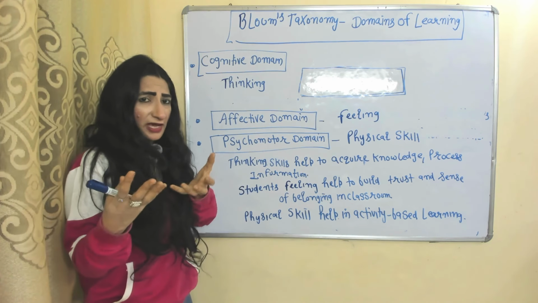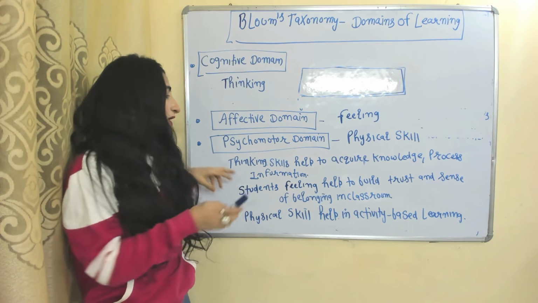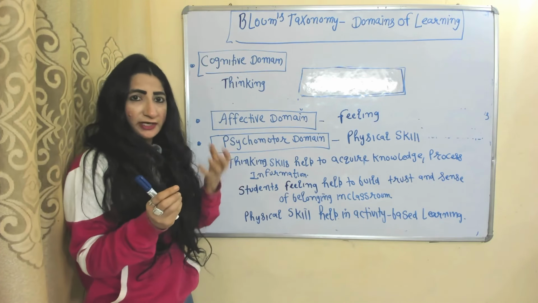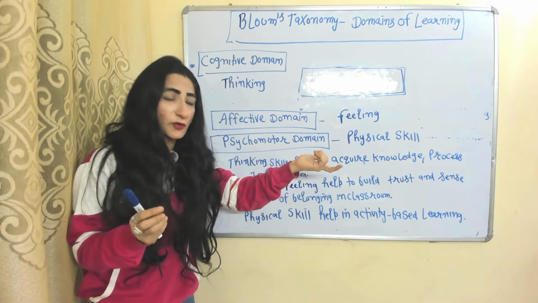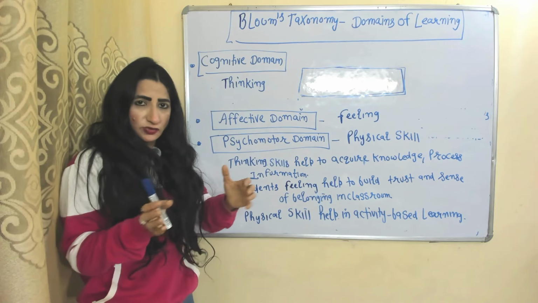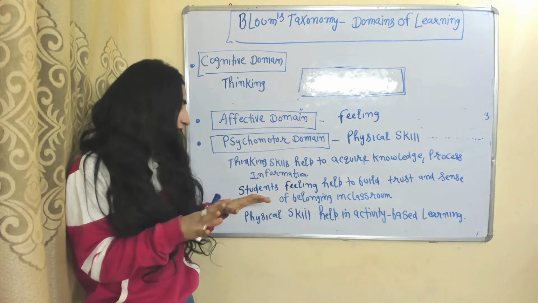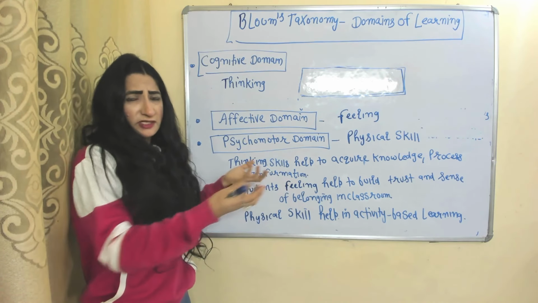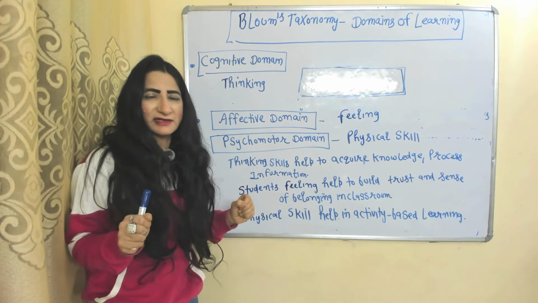These domains help in teaching aptitude, but how? Because the thinking skill of a student helps to acquire and process information. Similarly, a student's feeling helps to build trust and a sense of belonging in the classroom. And physical skill obviously helps to decide activity based learning.